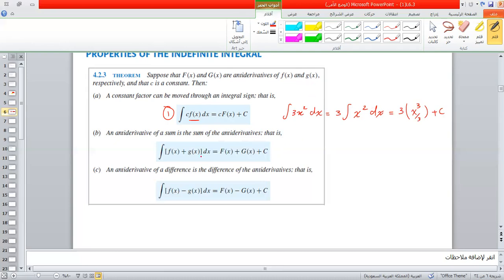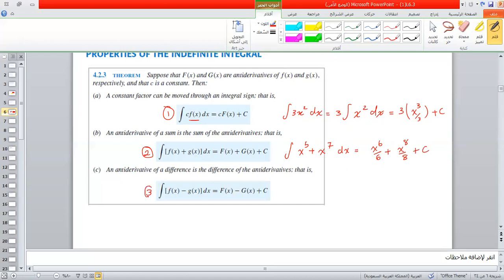The second property: an antiderivative of a sum is the sum of the antiderivatives, or the integrals. For example, if we have x to the power of 5 plus x to the power of 7 dx, it's simply x to the power of 6 over 6 plus x to the power of 8 over 8 plus c.